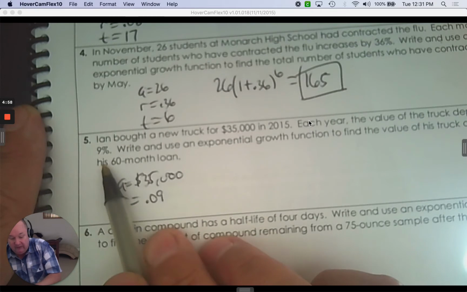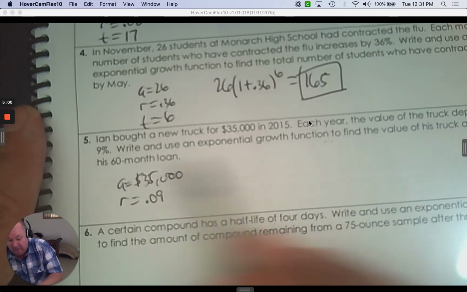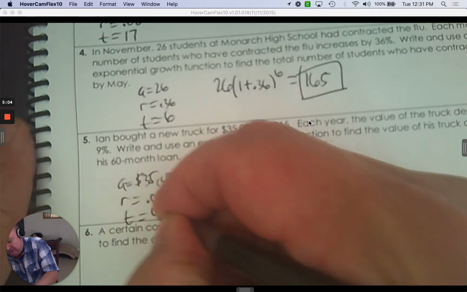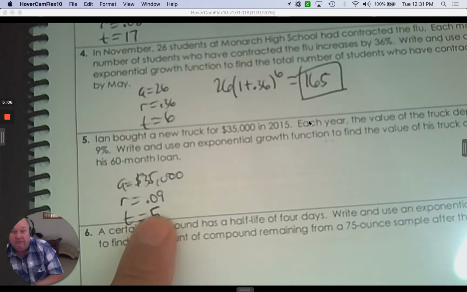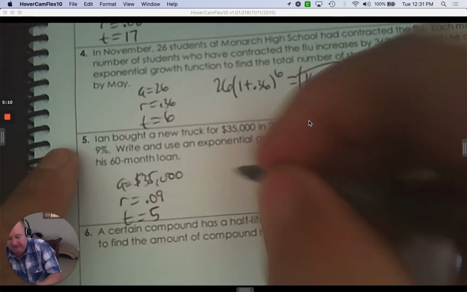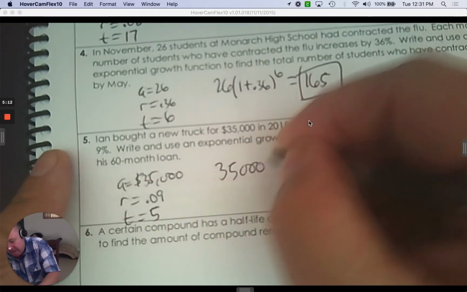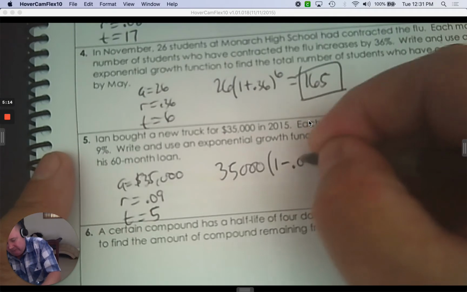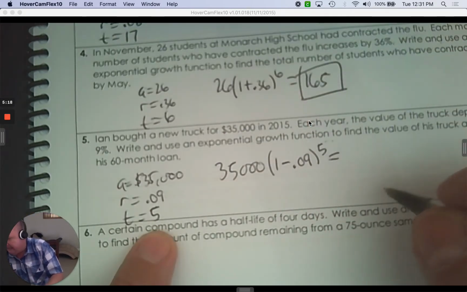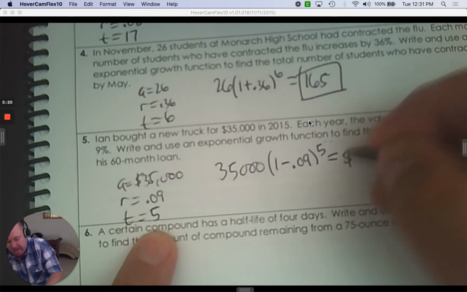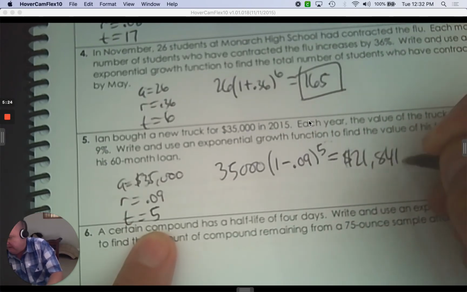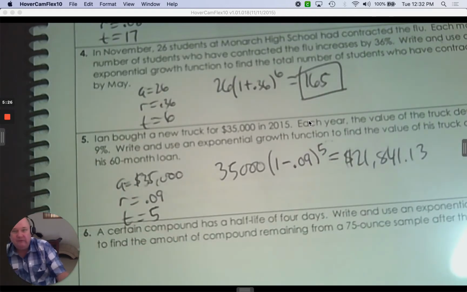So it depreciates each year by 9%. How many years are in 60 months? That's why I'm using 5. So 5 years is 60 months, right? It's 5 times 12. So it's 35,000, 1 minus 0.09 to the exponent 5. What's the truck now worth? Put in your calculator. And now the truck's worth $21,841.13.